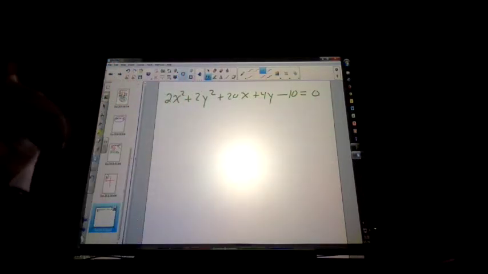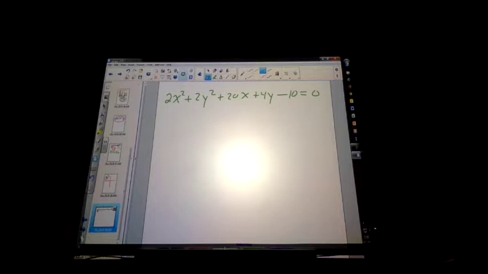I want to graph this circle. I want to find the center and I want to find the radius. What's the very first thing I should probably do to this problem? Okay, I can combine like terms. Right before that, though, I'm going to do something a little different.